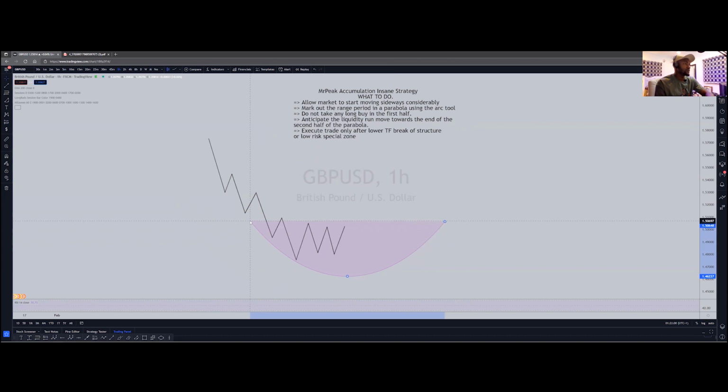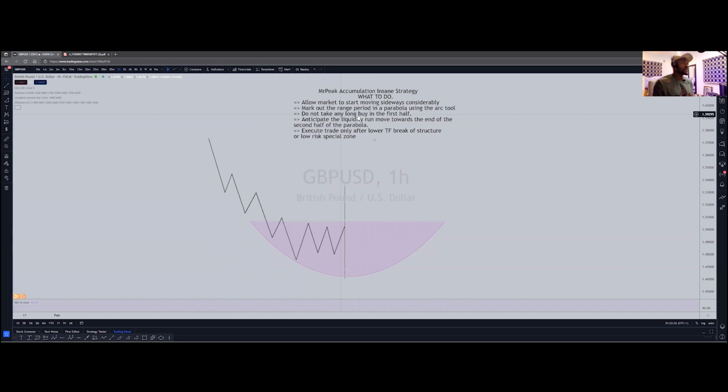So what I want to do now is actually divide this into two. So this is the first half. I've divided this into two. Now, what did I say? I said mark out the range period in a parabola using the arc tool, which is what we have done. So just connect the preliminary support and the selling climax considerably. It might not be a perfect touch, but just something like this.